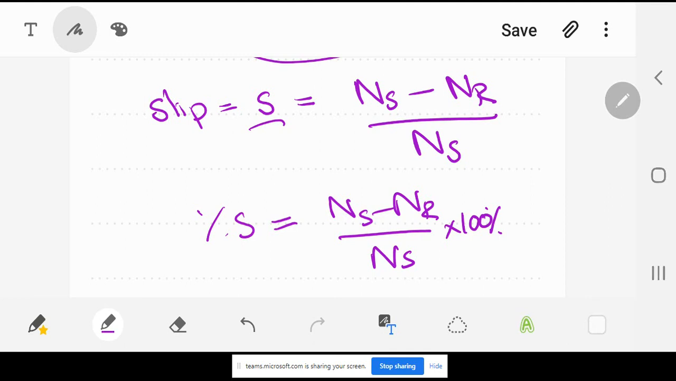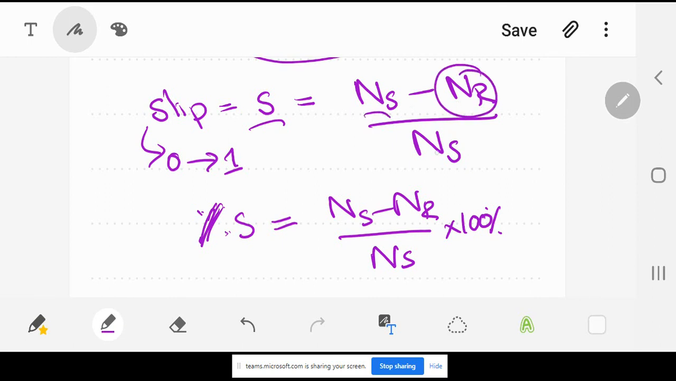This is the percentage slip over there. And one thing very important in this percentage slip, normally students make this mistake a lot. Slip, I told you just now, can go from 0 to 1. This means that when the machine is at rest, NR is equal to 0 because the speed is 0.